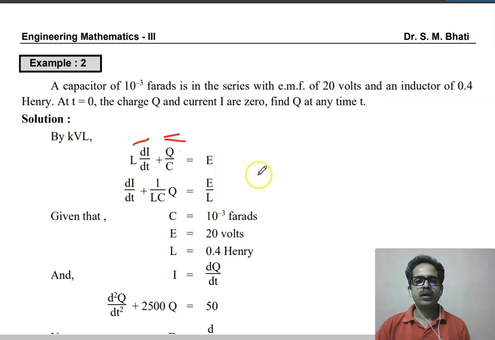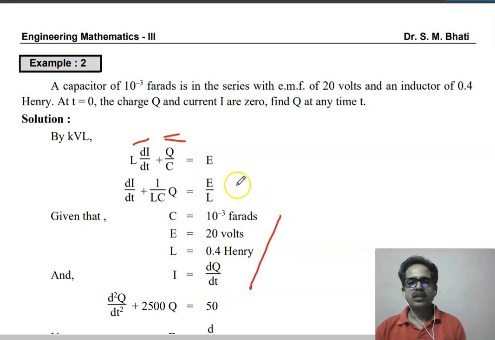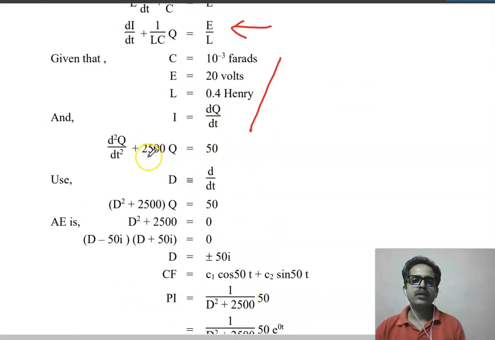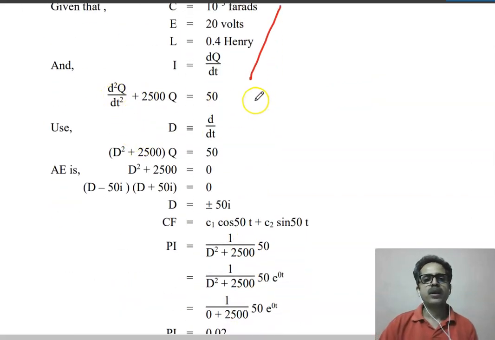So we need to put the value of I. But before that, you can put known values, like C is 10 raised to minus 3 farad, E is 20 volt. This time we have constant voltage in the circuit, and L is 0.5 Henry. And as I told you just, we have to put the value of I as dq by dt. So when we put these four values in this equation, we get this differential equation, right?